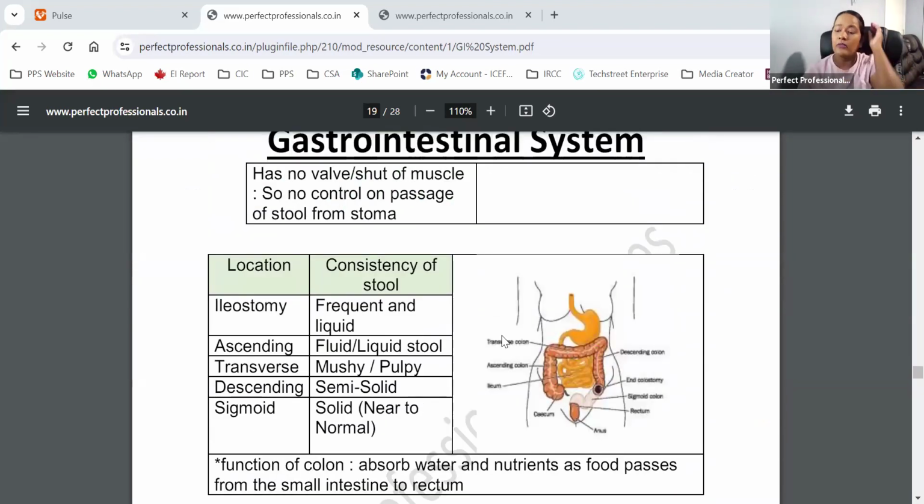Now one more nursing care question is expected with the colostomy. Your patient is on a colostomy, and while you go and tell the patient, hey, I wanted to teach you about the care of the colostomy, the patient says, I'm not going to do that bloody work, my wife will take care of that. That means your patient is not ready to see the stoma, not ready in the sense of mental health.